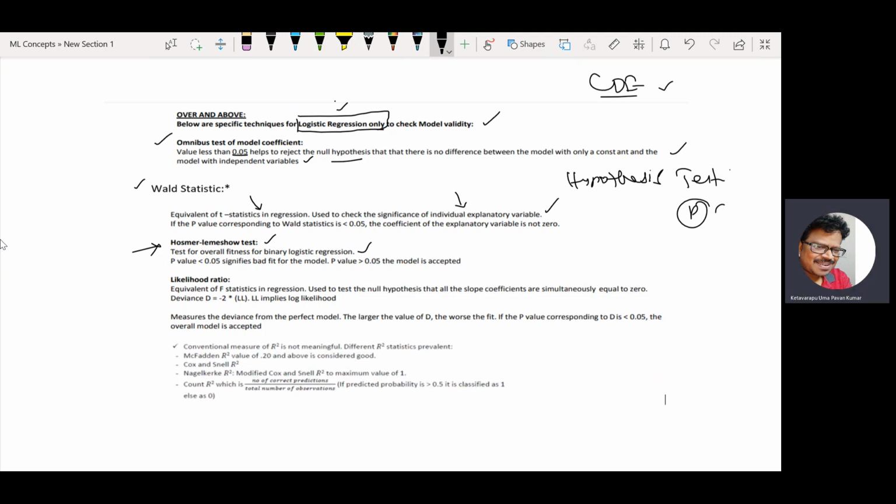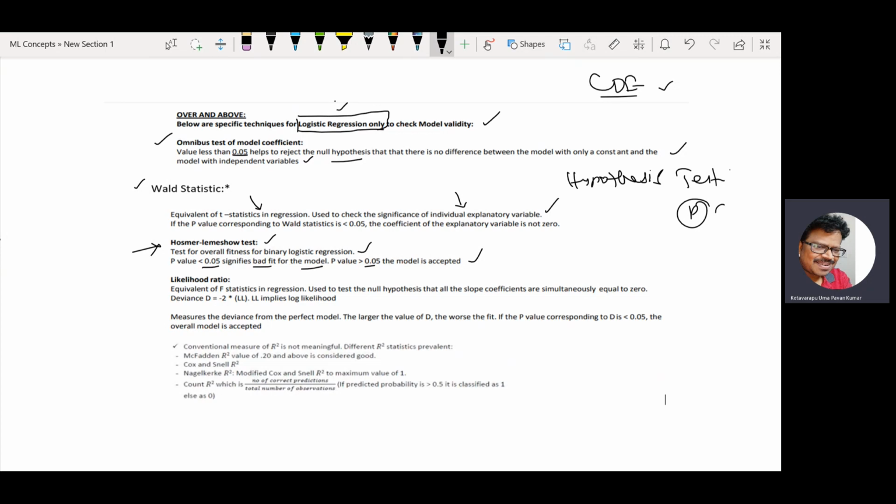And if you are considering the Hosmer-Lemeshow test for overall fit for binary logistic regression, a p-value less than 0.05 signifies a bad fit for the model. Greater than 0.05 is nothing but the model can be accepted. If at all you want to venture some additional things.